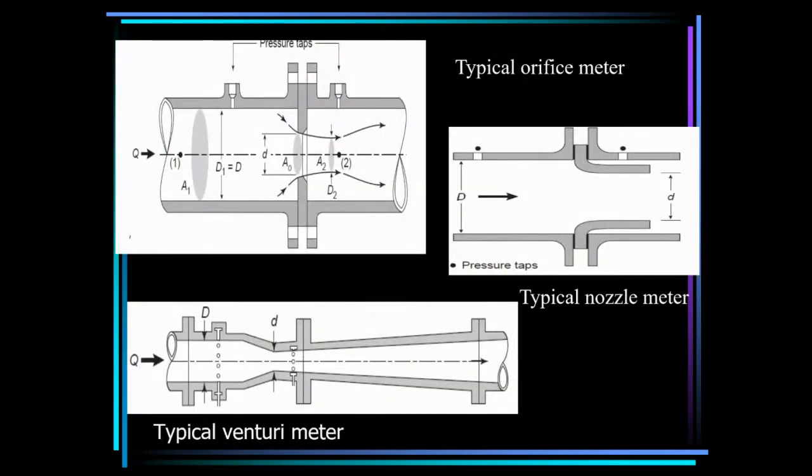Now these are the schematic diagrams. This is a typical orifice meter. Orifice, hole. Okay, it does have a hole. This is a pipe in which you have a hole, using the pressure taps. This is the orifice diameter D.